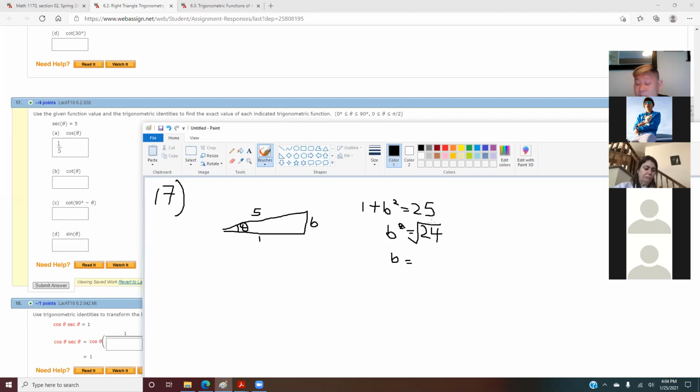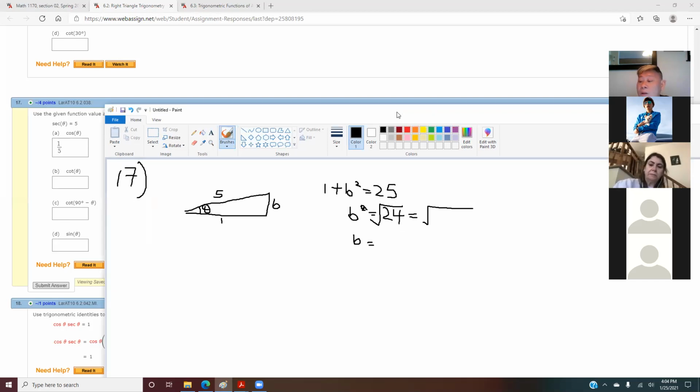Again, on your tests, if you give me root 24, you won't get full points. So does anyone know how to break it down? What times what is 24? 4 times 6. Yep, good. And 4 is a perfect square of 2, so this is 2 root 6.